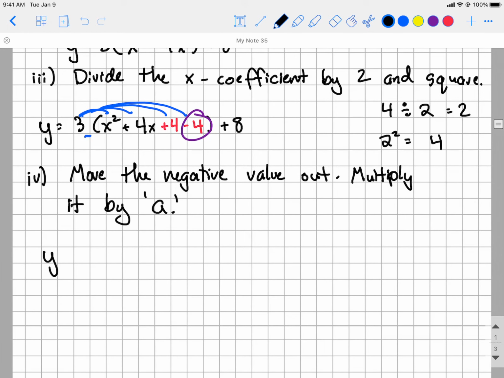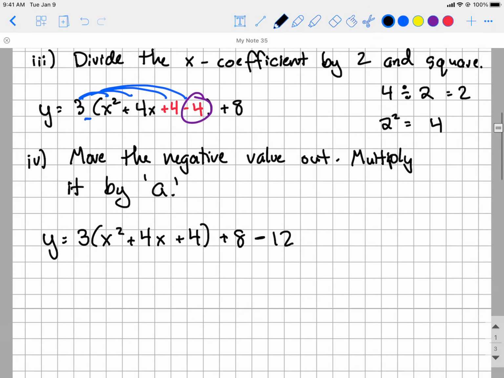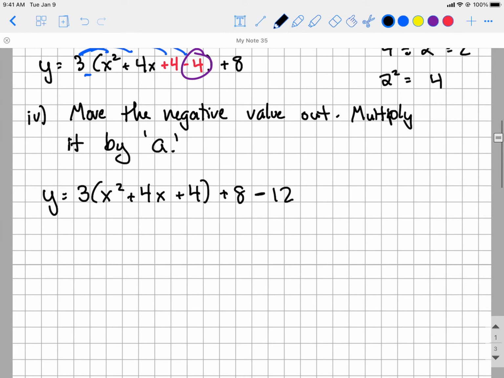So we've got y equals 3 times x squared plus 4x plus 4. And then we still have the plus 8, and then that minus 4 comes out, and it becomes a minus 12 because we multiply it by our a value. From this point, it's just a straight shot to the end following the exact same steps that we did before. So last thing we're going to do is we're going to simplify and factor.